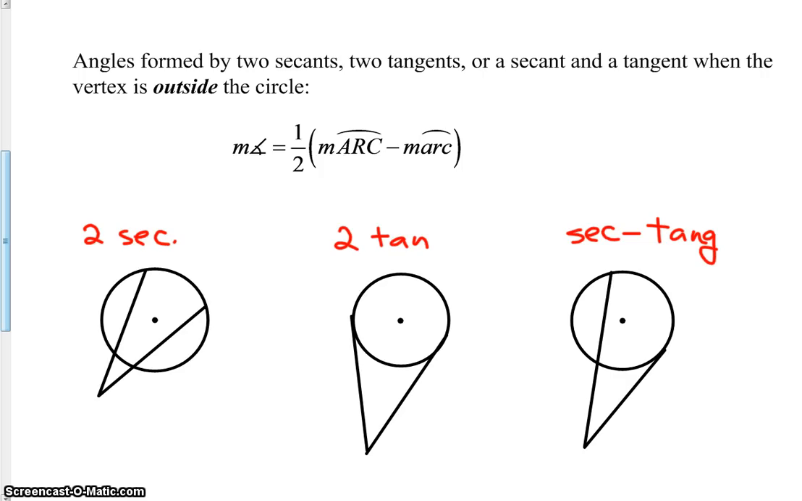Now notice on this, again, we have a large arc and a small arc. The larger arc is always going to be farther away from the angle. So in this case, my large arc is going to be yellow. So this would be my large arc in the first case. This would be my large arc in the second case. And this would be my larger arc in the third case. And my small arc, I'm going to make purple. So it's the little arc here, the little arc here, and the little piece of the arc right in there.